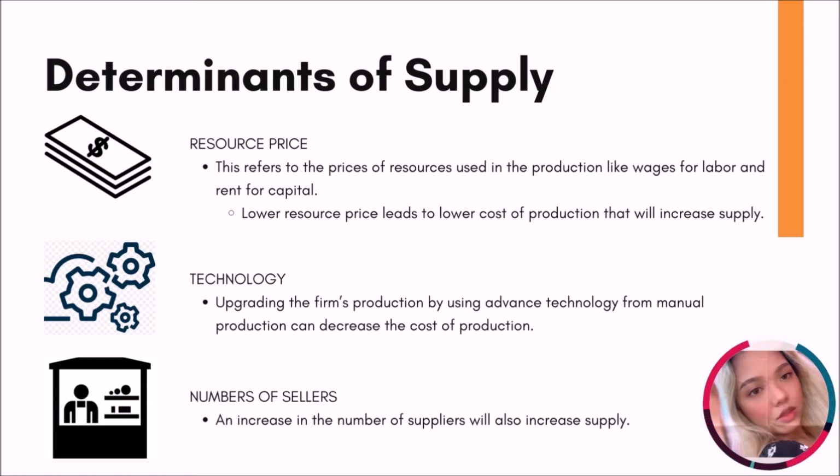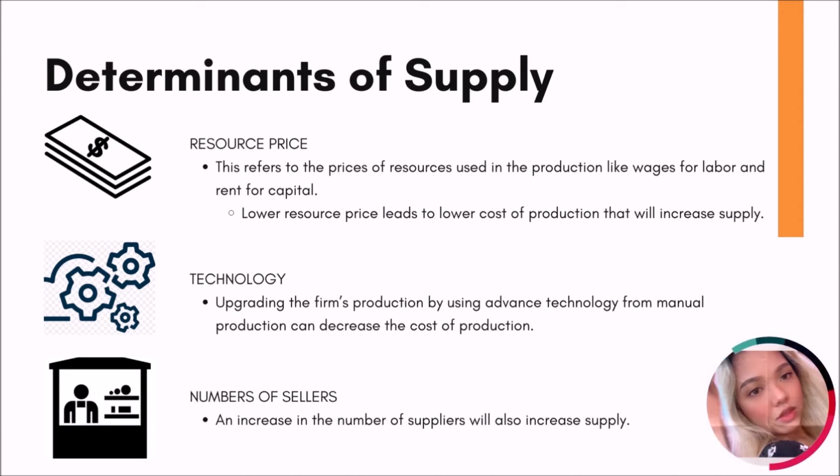There are 6 determinants of supply. These determinants are also known as non-price determinants, and the first would be the resource price. This refers to the prices of resources used in the production, like wages for labor and rent for capital. When there is an increase in the resource price, cost of production will increase, which could lead to a decrease in supply. On the other hand, lower resource price leads to lower cost of production that will increase supply.